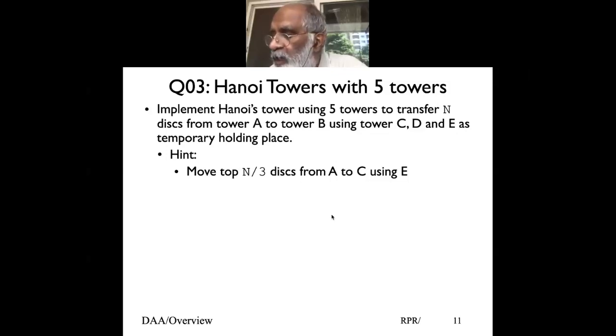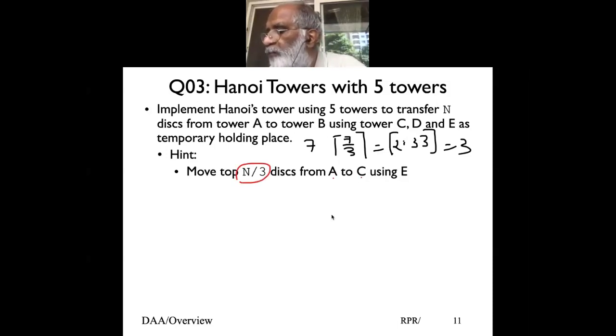That means if n is 7, my floor of 7 by 3 is equal to 2.33 floor, which is 3. So that means move the top 3 disks from A to tower C using the empty tower T. And this is using the traditional Hanoi with 3 towers.